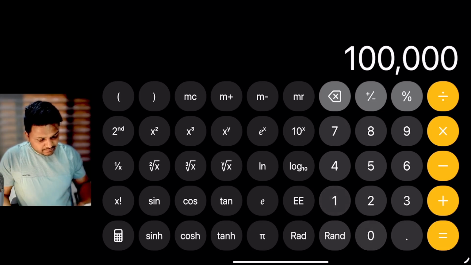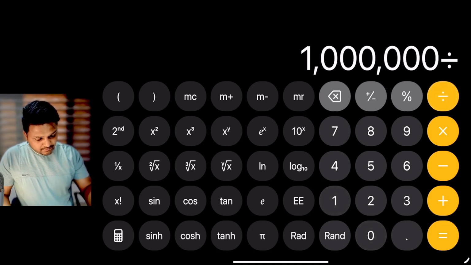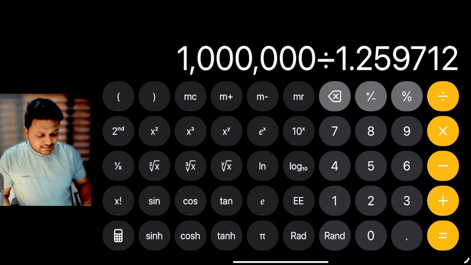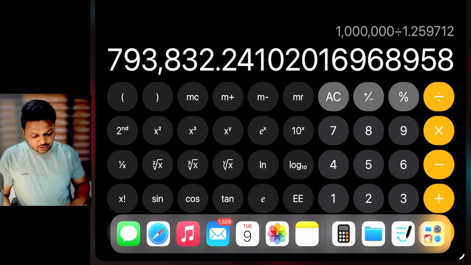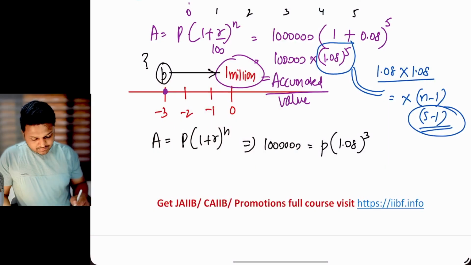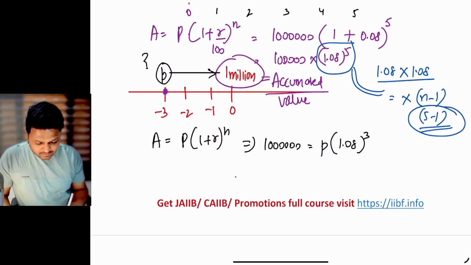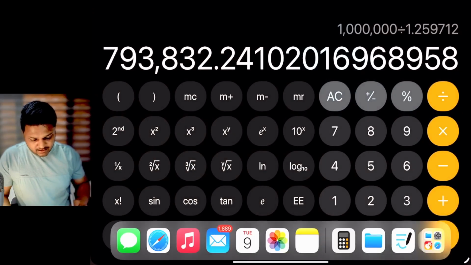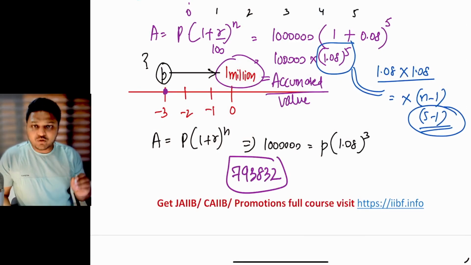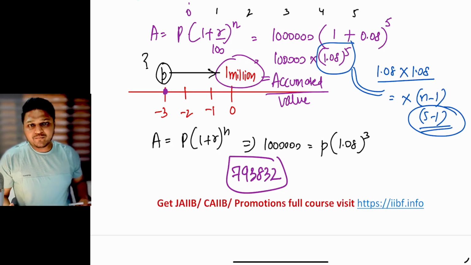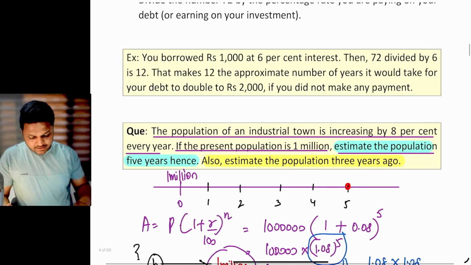So it will be equal to 10 lakh divided by 1.259712, right? That will give the value 7,93,832. That will be the answer, right? So the answer is 7,93,832. This was the population 3 years ago, right? I hope that you have understood the formula and the answer related to it.